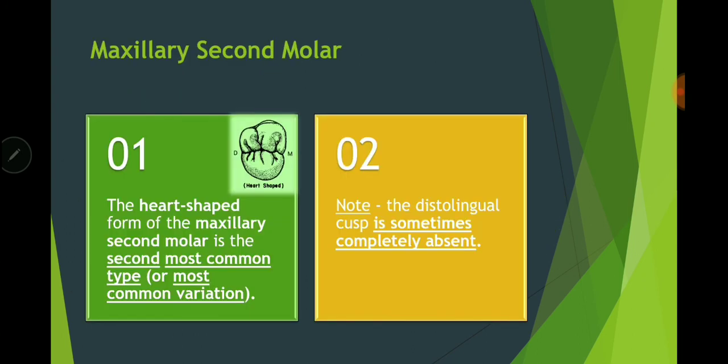More on the maxillary second molars. The heart-shaped form of the maxillary second molar is the second most common type, or most common variation. So the most common variation of the maxillary second molar is heart-shaped, all right. And the distal lingual cusp is sometimes completely missing.